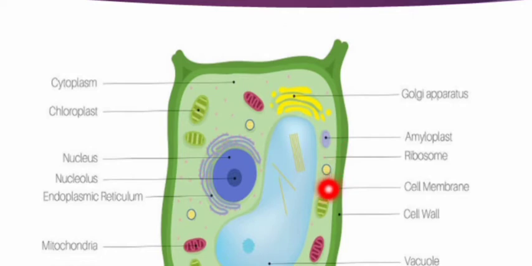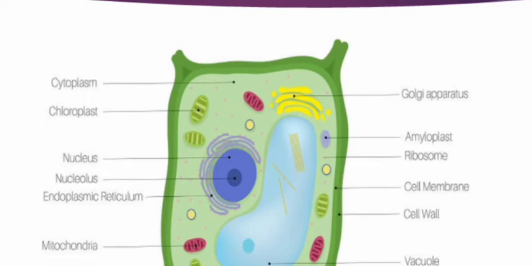Next one is cytoplasm. It is a jelly-like substance present between the cell membrane and the nucleus. The various other components or organelles of the cell, such as ribosomes and Golgi bodies, are present in the cytoplasm.